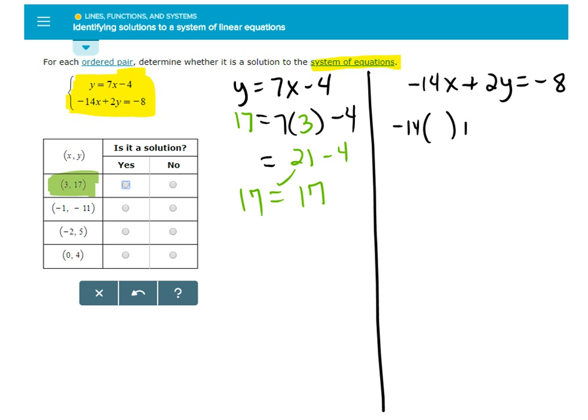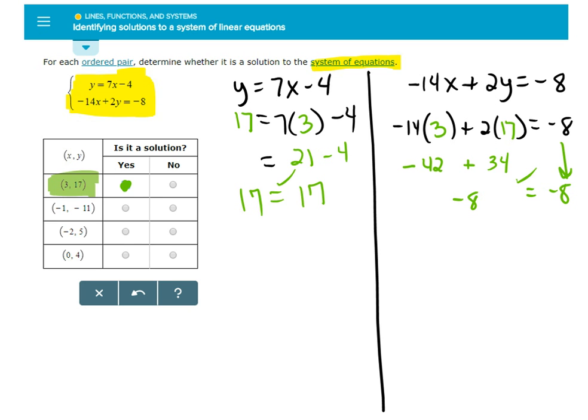So I take out the x and I take out the y in this equation and plug them in. The x coordinate was 3 and the y was 17. So now I'm going to take negative 14 times 3. It's a negative times a positive, so it's a negative, and that would be negative 42. And then 2 times 17 is 34. And then negative 42 plus positive 34, yep, that's negative 8, which equals the negative 8 right here. So it checks in that one as well. It has to check in both in order for it to be a solution. So I will be saying yes on that one.